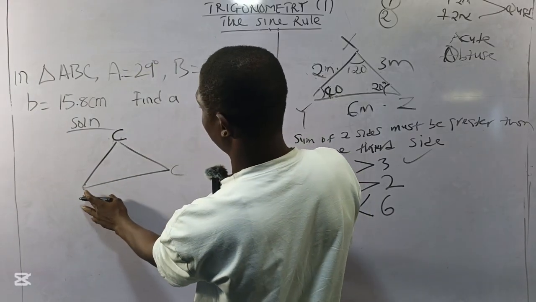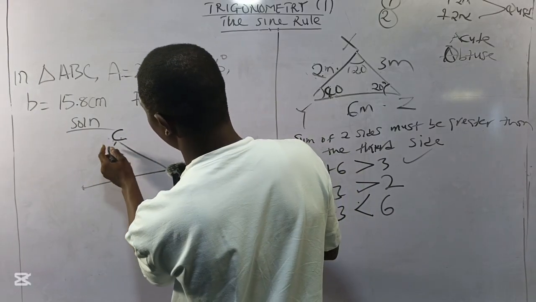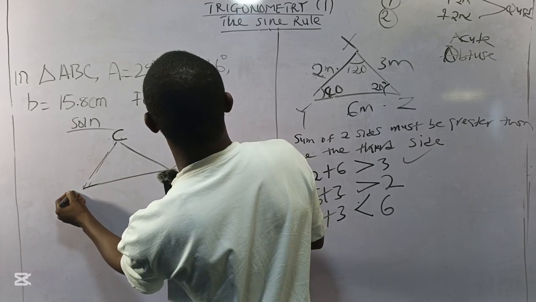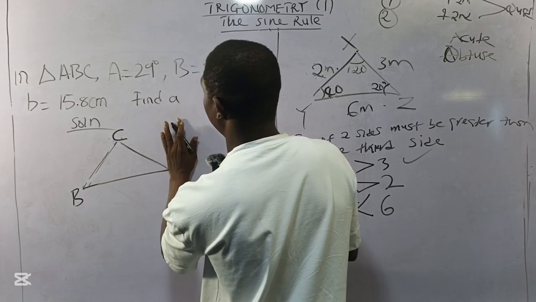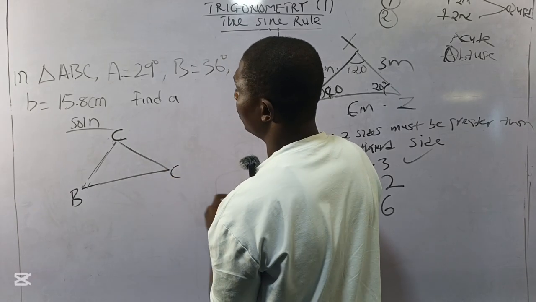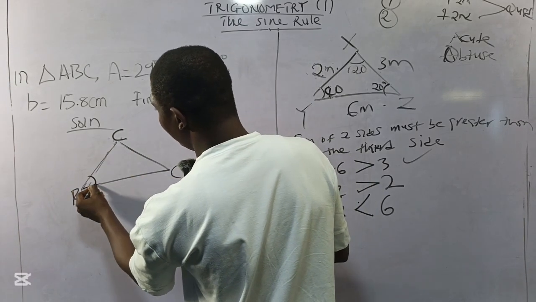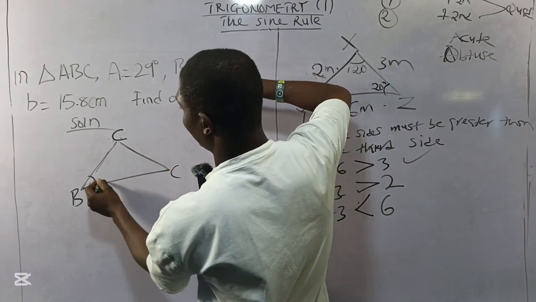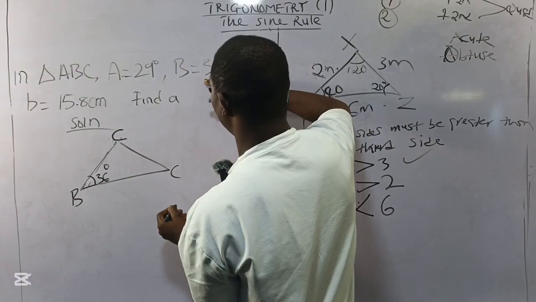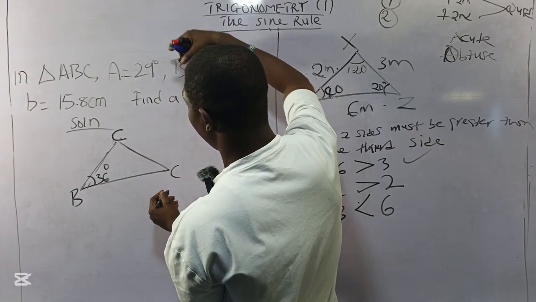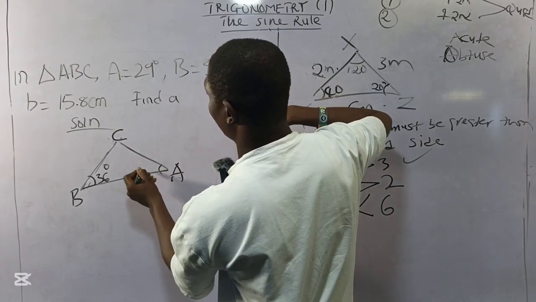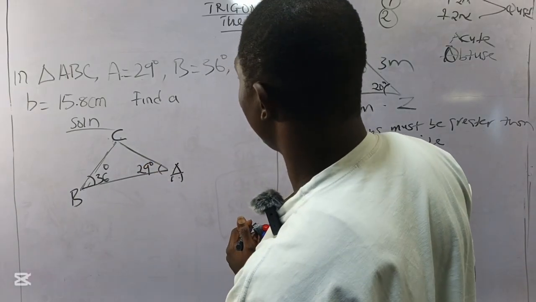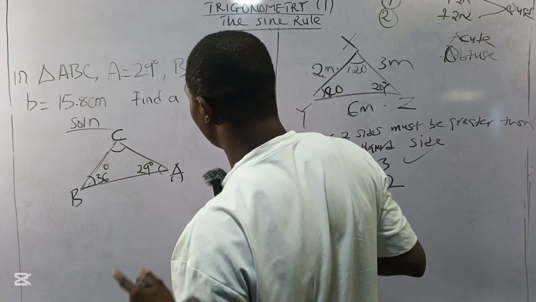And I will have here as, let me reduce this a little, B. And this can be C. You can see that our angle B, in terms of using your eyes, is bigger than C. So angle B was given as 36 degrees. And angle A is 29 degrees. And we have our third angle unknown.